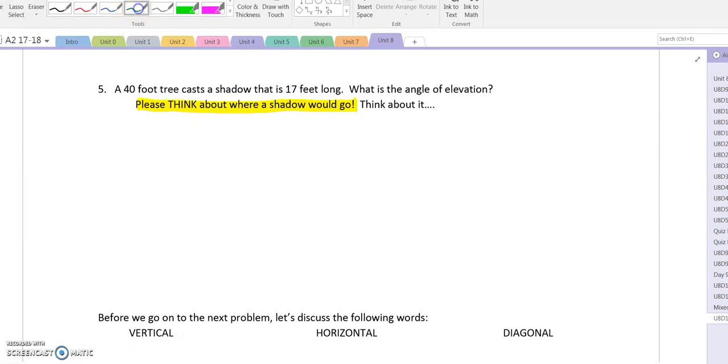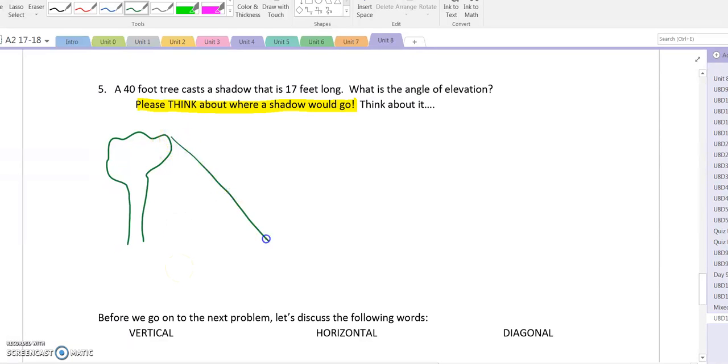Okay, let's just start with the tree. There's my tree. Okay. And so from there we can kind of build our triangle. Something like that. It says it's a 40-foot tree, so that means this side right here is going to be 40 feet. That's the height of the tree. But then the shadow is 17 feet long.